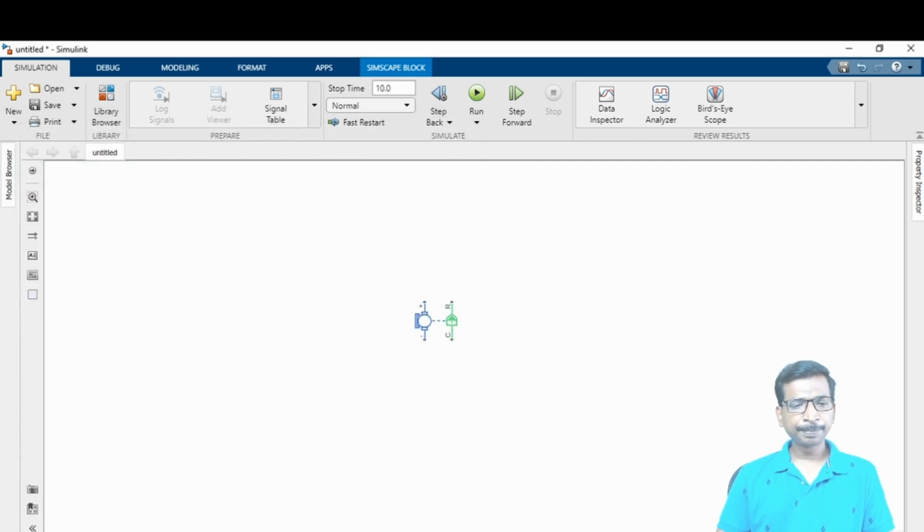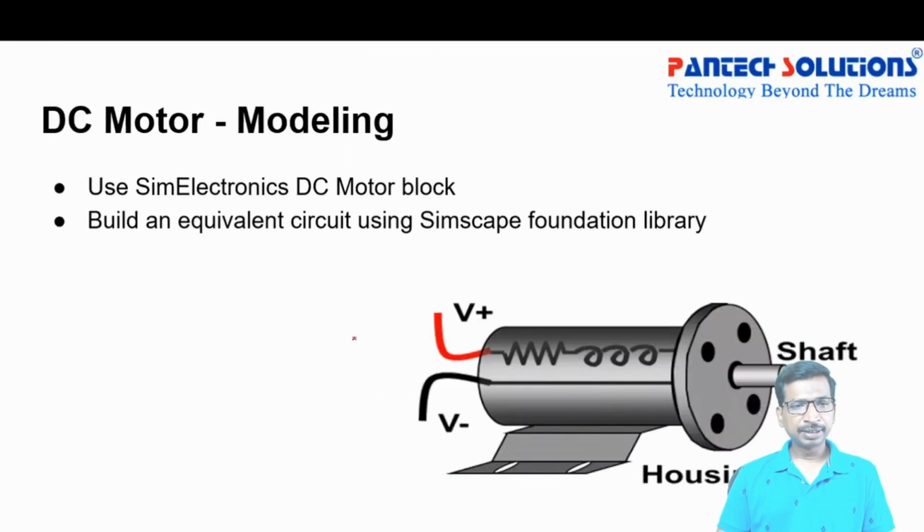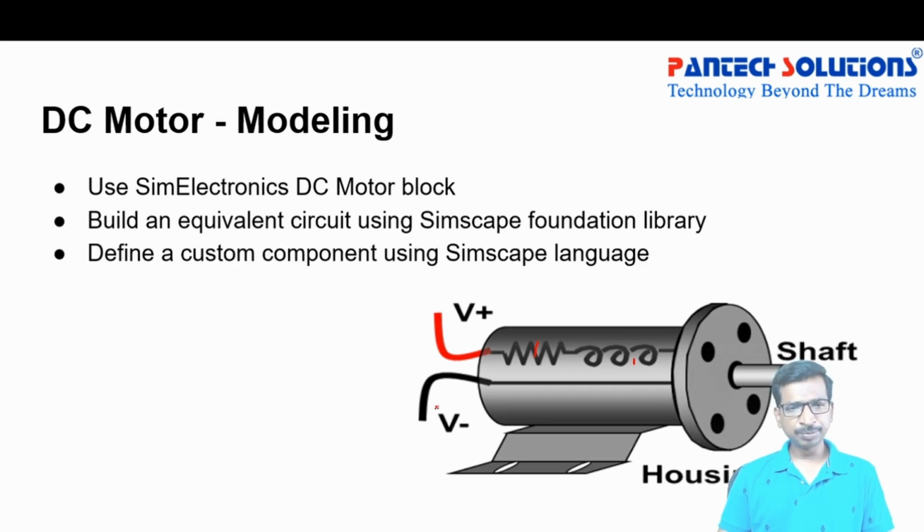And similarly, by developing the equivalent circuit. In the DC motor you have a resistance and an inductance, and by developing the equivalent circuit we can model the DC motor also.